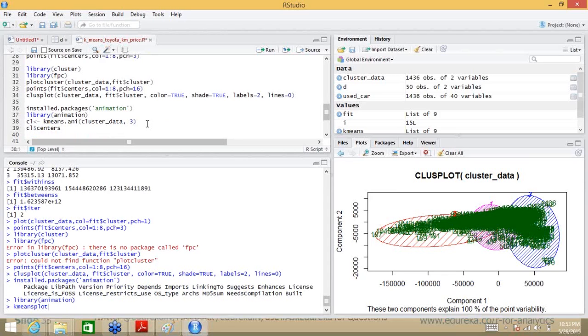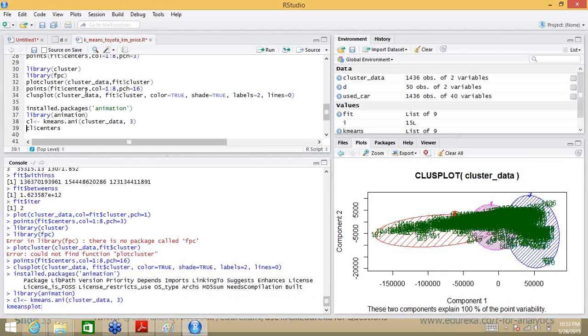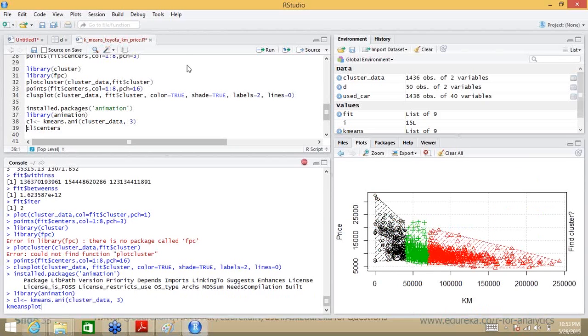I'm going to animate for three clusters, and see how it is settling down. The centers are getting shifted. See how it is settling down. You see this? It's beautiful in R. Just see this for a second.